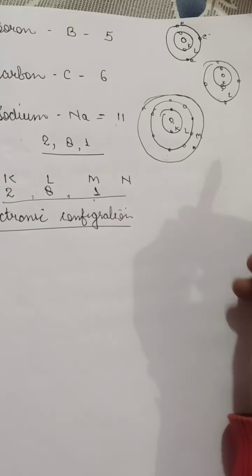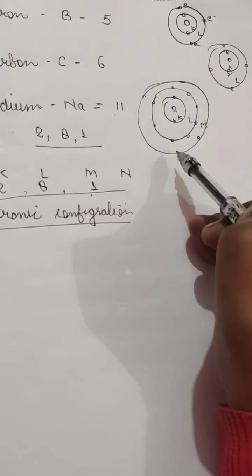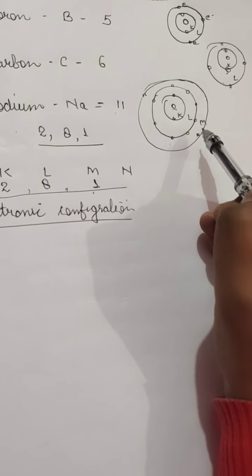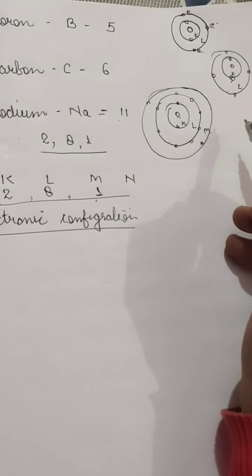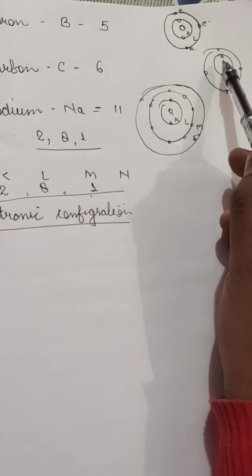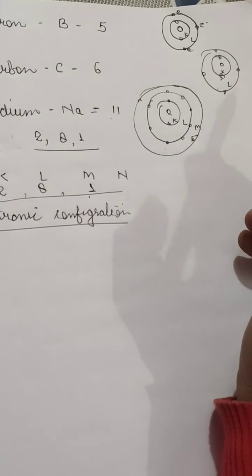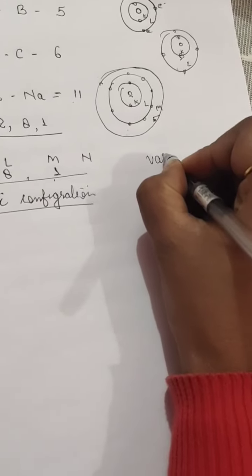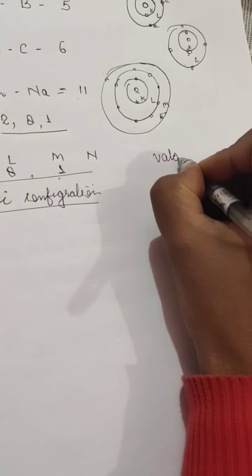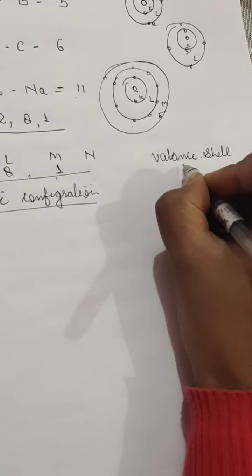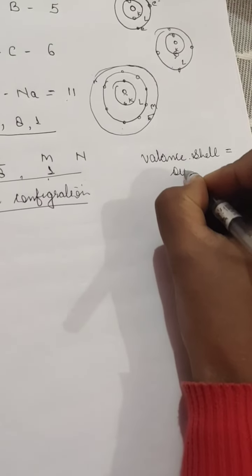We can also see that in this sodium atom, the outermost shell, or the valence shell, is the M shell. And for carbon, the valence shell is L. So the valence shell is the outermost shell. Valence shell means outermost shell.